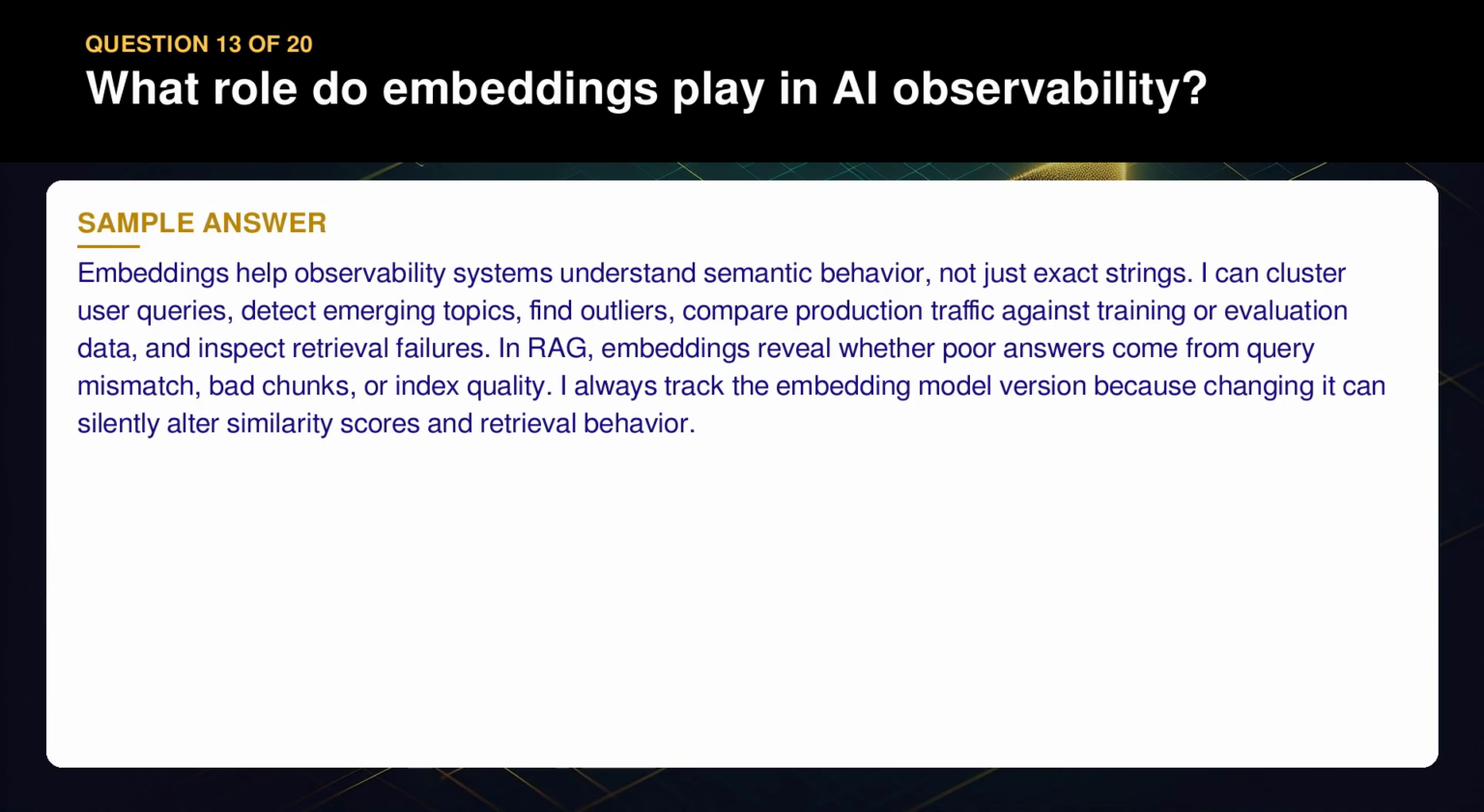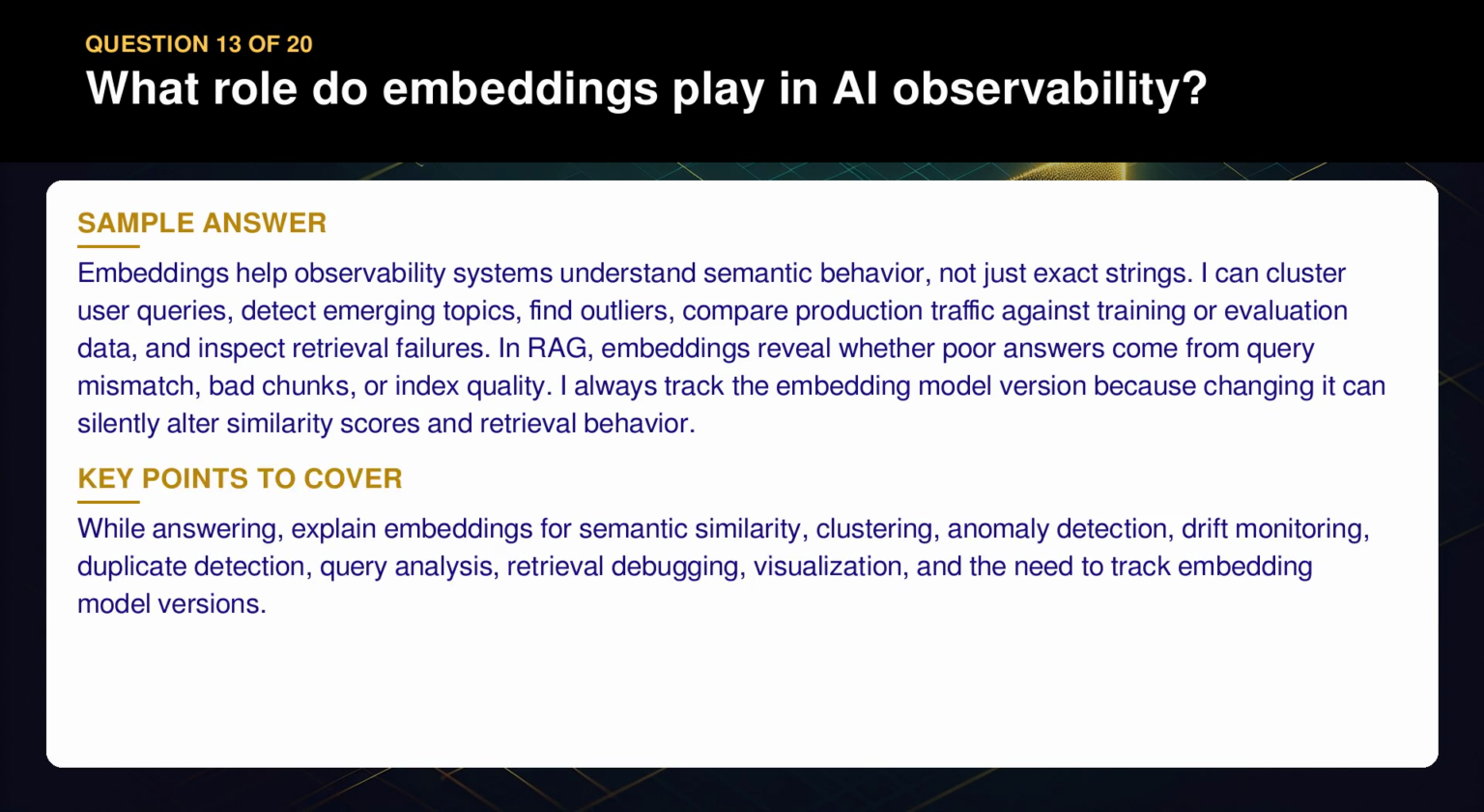I always track the embedding model version because changing it can silently alter similarity scores and retrieval behavior. While answering, explain embeddings for semantic similarity, clustering, anomaly detection, drift monitoring, duplicate detection, query analysis, retrieval debugging, visualization, and the need to track embedding model versions.